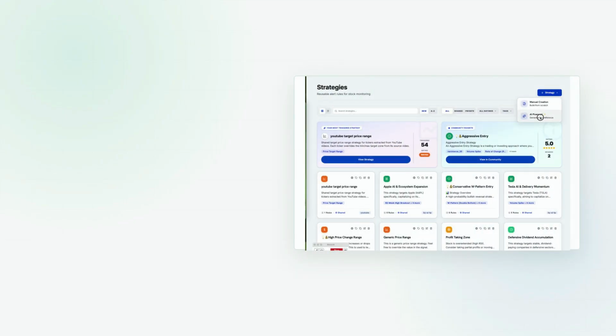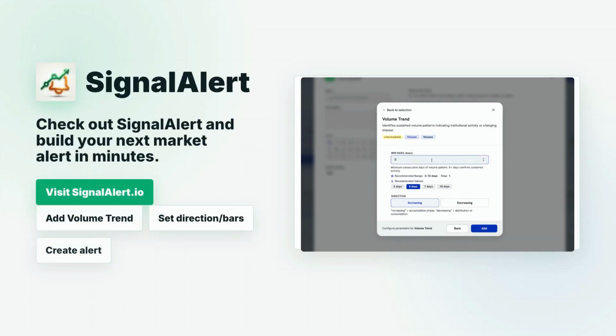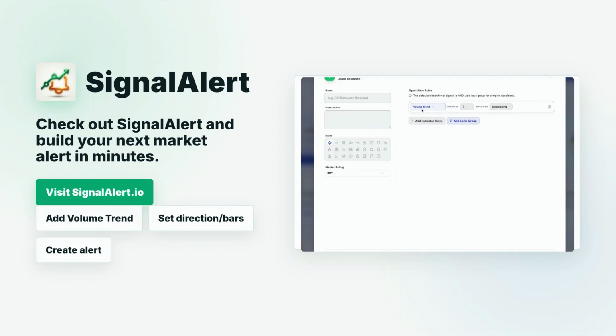In signal alert, add volume trend, choose increasing or decreasing volume, set the minimum number of bars, and create the alert. The goal is simple: let signal alert watch whether market interest is building or fading so you can review the chart with more context.